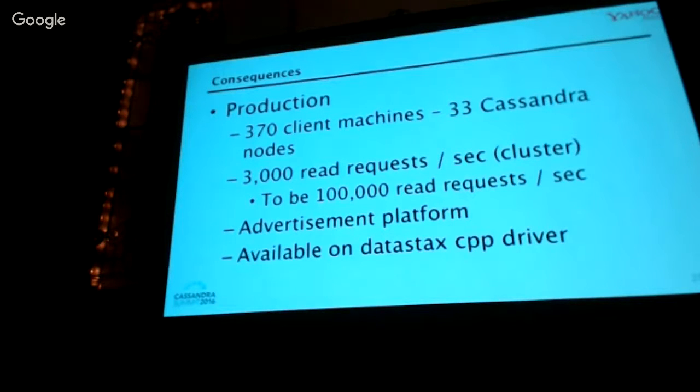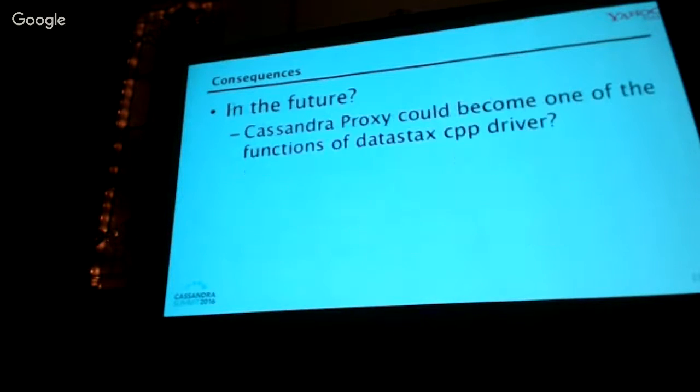Now we have released Cassandra proxy to the production environment, and 320 client machines and 33 Cassandra nodes are working in each data center. The cluster processes about 3,000 requests per second per data center, and the number of requests per second will be 100,000 in the future. This time, we implemented Cassandra proxy ourselves and are using it internally. But if possible, we would like to send a patch to the OSS community to make Cassandra proxy one of the DataStax driver's functions.